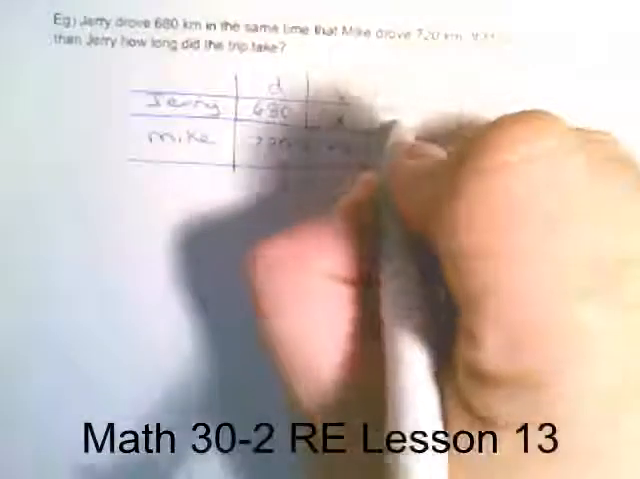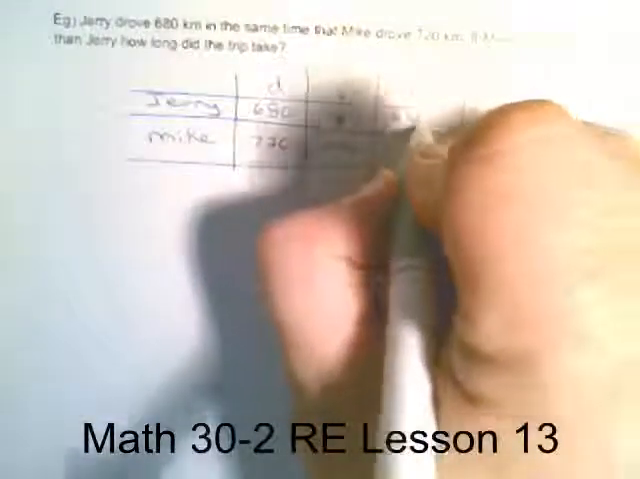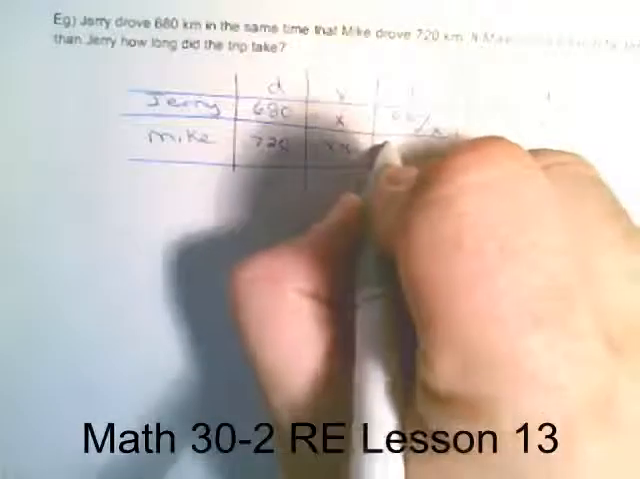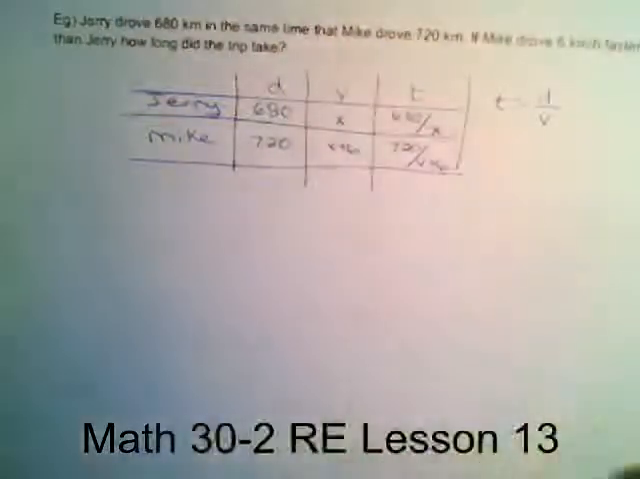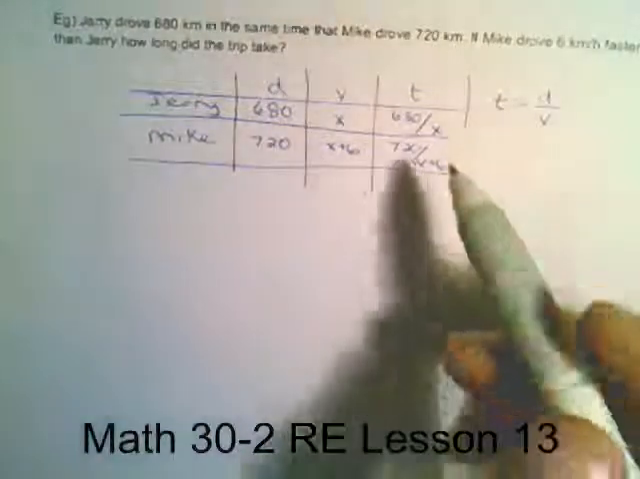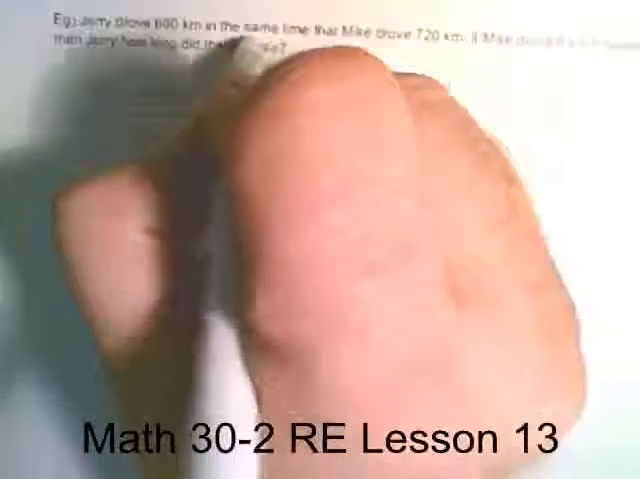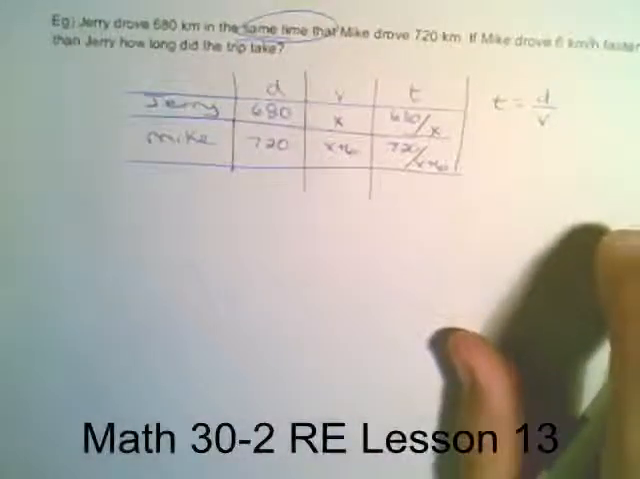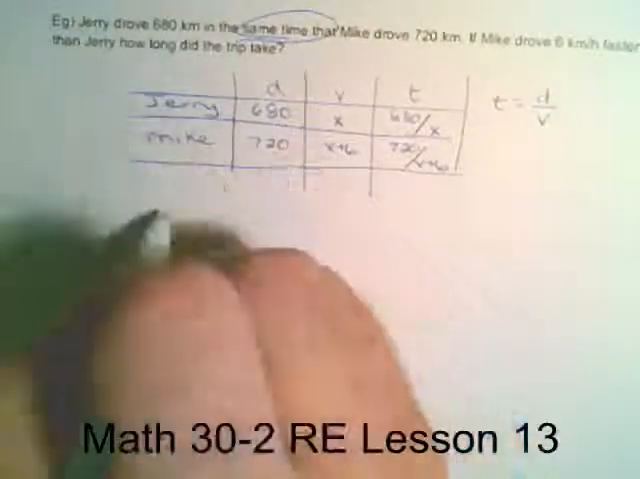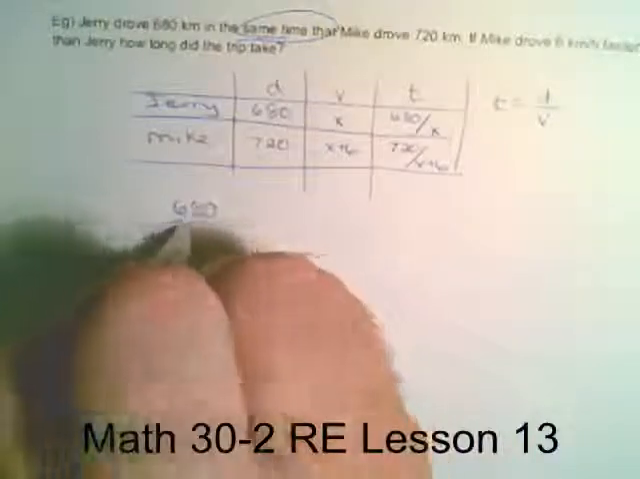I do know in the back of my mind that time is distance over speed, so I know that this time is 680 over x, and this time is 720 over x plus 6. So you go with it from there. Then you say, okay, well the times are the same. So I'm trying to look for an equation. I know it's the same time. In fact, it's the same wording as one from previous lessons.